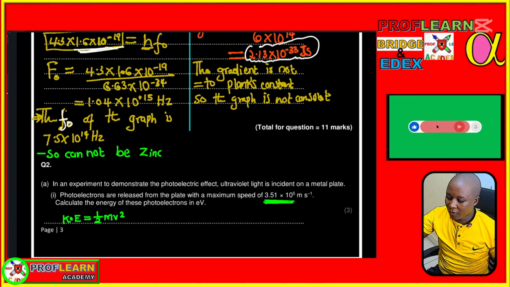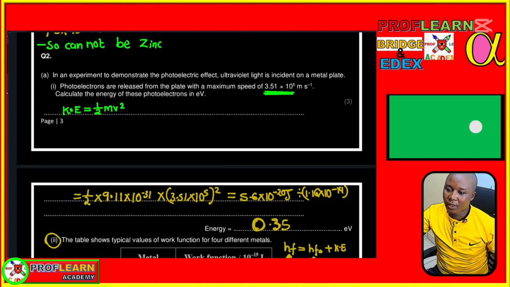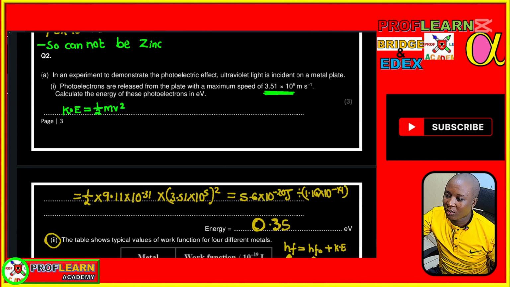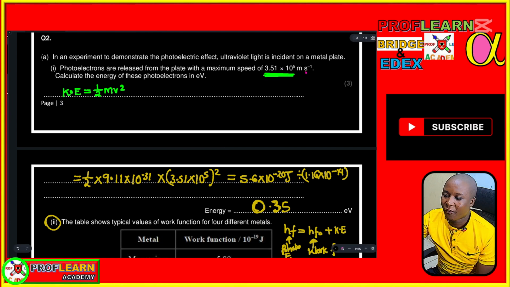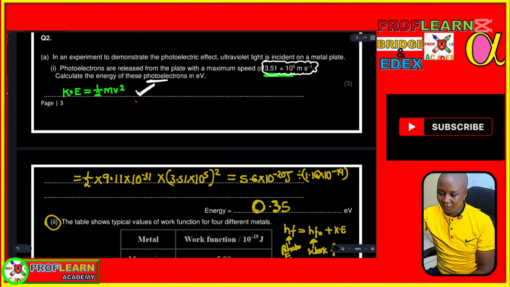So we need to move right to question number 2. We are told, in an experiment to demonstrate the photoelectric effect, ultraviolet light is incident on a metal plate. Photoelectrons are released from the plate with a maximum speed of 3.51 times 10 raised to power 5 meters per second. Calculate the energy of this photoelectron in electron volts. So if they are moving at that particular speed, then we need to work out the kinetic energy in order to get the energy of these photoelectrons.